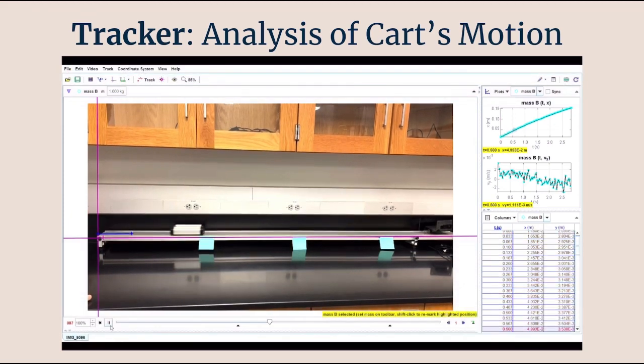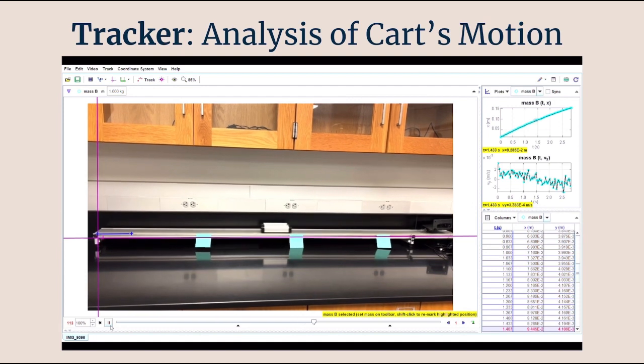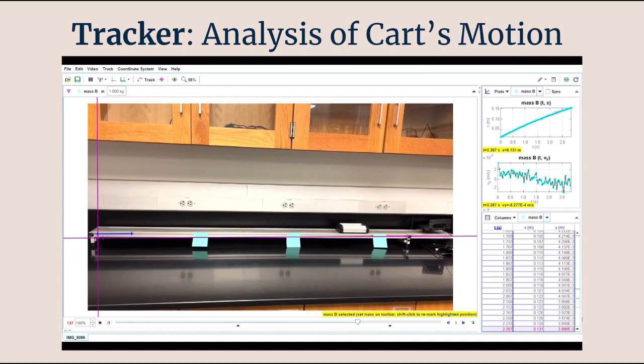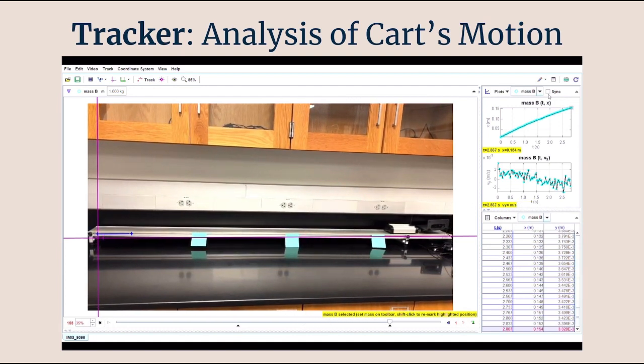As you can see in this video, the system is the cart and the surroundings is everything else surrounding the system, which includes the earth, the track the cart is traveling on, and the person pushing the cart. These surroundings interact with the system through gravity, friction, and the initial push force.